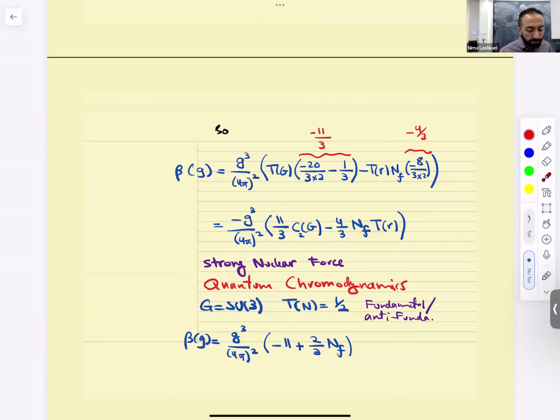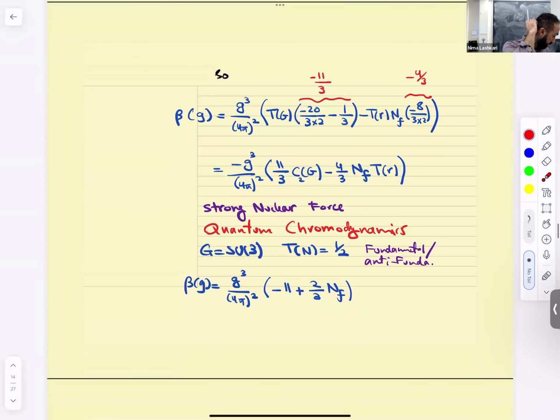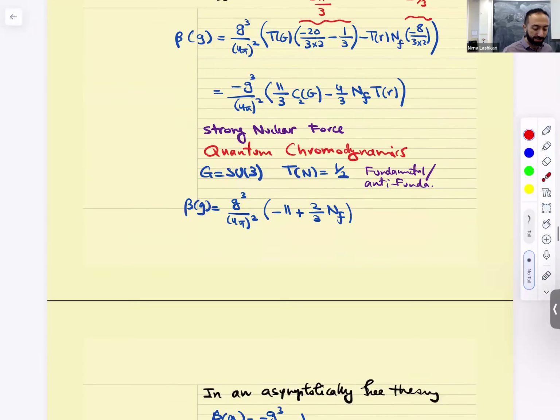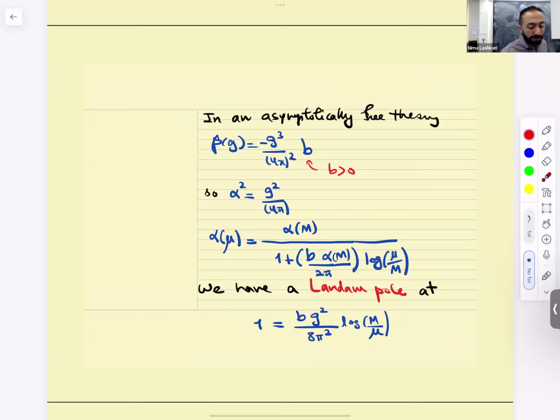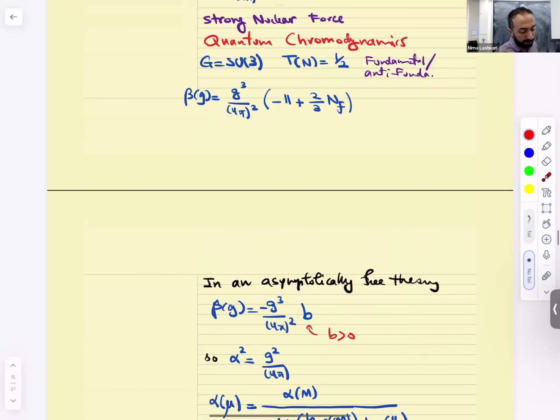You put all of them together, cancel terms out, and you get minus g cubed over 4 pi squared times (11/3 C2 of G minus 4/3 N_F T_R). For the strong nuclear force, G is SU(3), T_R is half for fundamental and anti-fundamental. Here's what the beta function looks like. For N_F small enough, it's negative. What is N_F in QCD? 6. We'll get there. In an asymptotically free theory, I can write this as minus g cubed over 4 pi squared times a positive number b. This is not to be confused with the b I used in the past, where m is b lambda. It's just a positive number b.